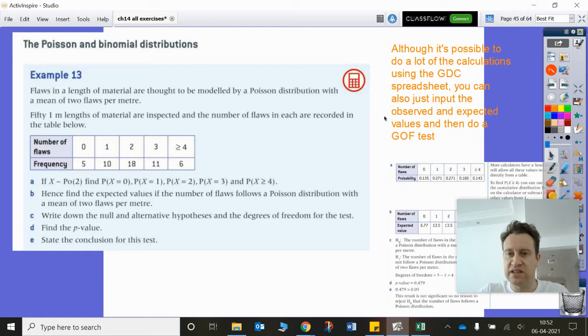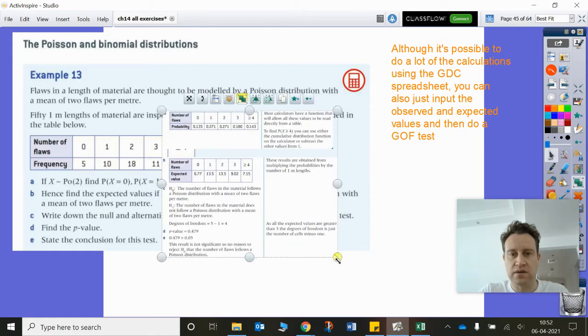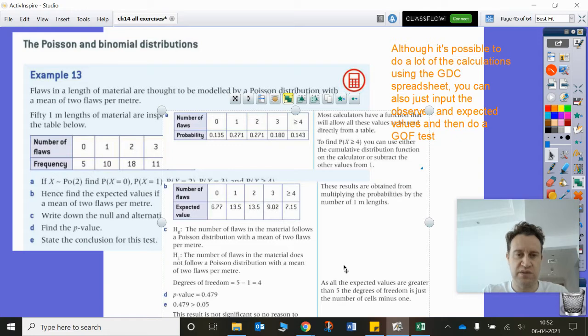And let's have a little look. What did we get for these? Let's just zoom in on these. So I've got 6.77. Again, I'm going to go with the answers here to 3 significant figures. But if I was writing this down during an exam, I'd try and have a few more significant figures there, in fact. So 13.5, 13.5, 9.02, and 7.15. Okay, so there's my table. Now, none of those values are below 5, so we're good to go ahead with this.